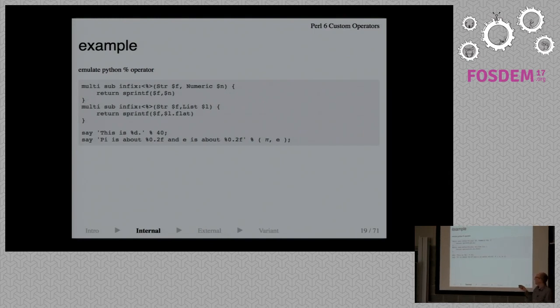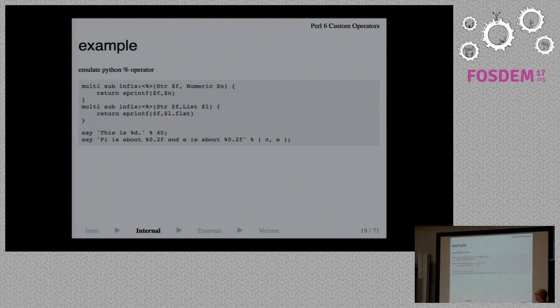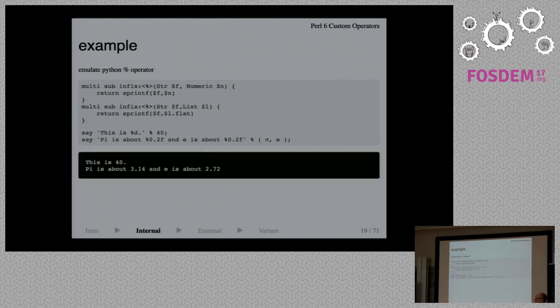So here we say, when you have a string and a number, we just do an sprintf. If you have a string and a list, you do the same thing. You flatten your list and pass it as arguments to sprintf. Then we can say, this is %d, and it'll put the 40 where the %d is. We can say pi is about %.2f, e is about %.2f, and that's the symbol pi, and that's e. And so this works just like that. We got this is 40, pi is about 3.14, e is about 2.72.